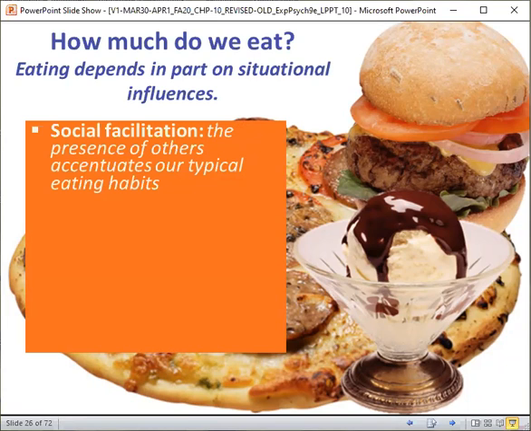What that means is this: if you tend to eat a little bit less than normal when you get around people, you'll eat even less. If you tend to eat a little bit more than normal when you get around people, you'll eat even more. So it accentuates whatever our typical eating habits are. So that's one way that we are influenced by situational influences.